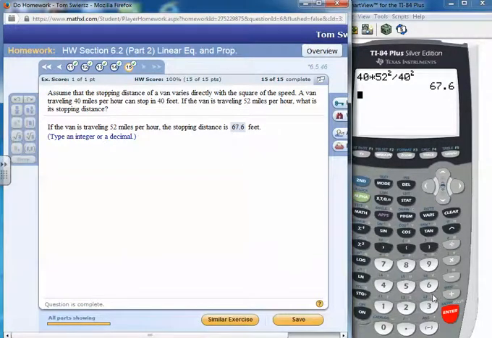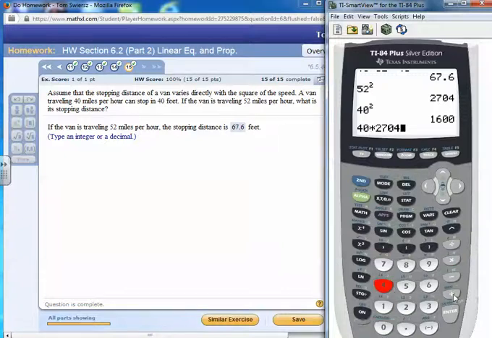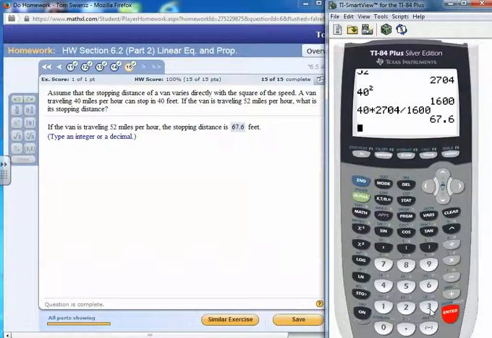Now again, you could have done 52 squared, which is 2,704, and 40 squared, which is 1600. So then you would get 40 times 52 squared, which is 2704 if you did that value, and then divided by 40 squared, which is 1600. And there's your exact same answer, 67.6.